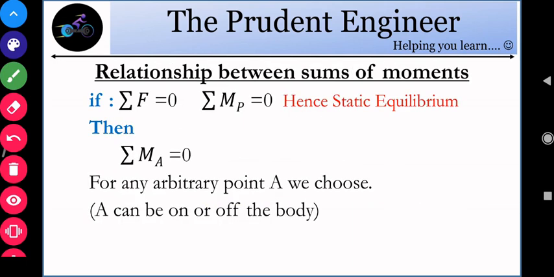Now, the relationship between sums of moments says that if the body is in static equilibrium, that means the sum of forces equals 0 and the sum of the moments about any point P is equal to 0, then if we take a moment about any arbitrary point A, that point might be in the body or might lie outside of the body, that has to be equal to 0. So that is the relationship between the sums of moments. If there is a body which is already in static equilibrium, you can take the moment about any particular point and that should be equal to 0.